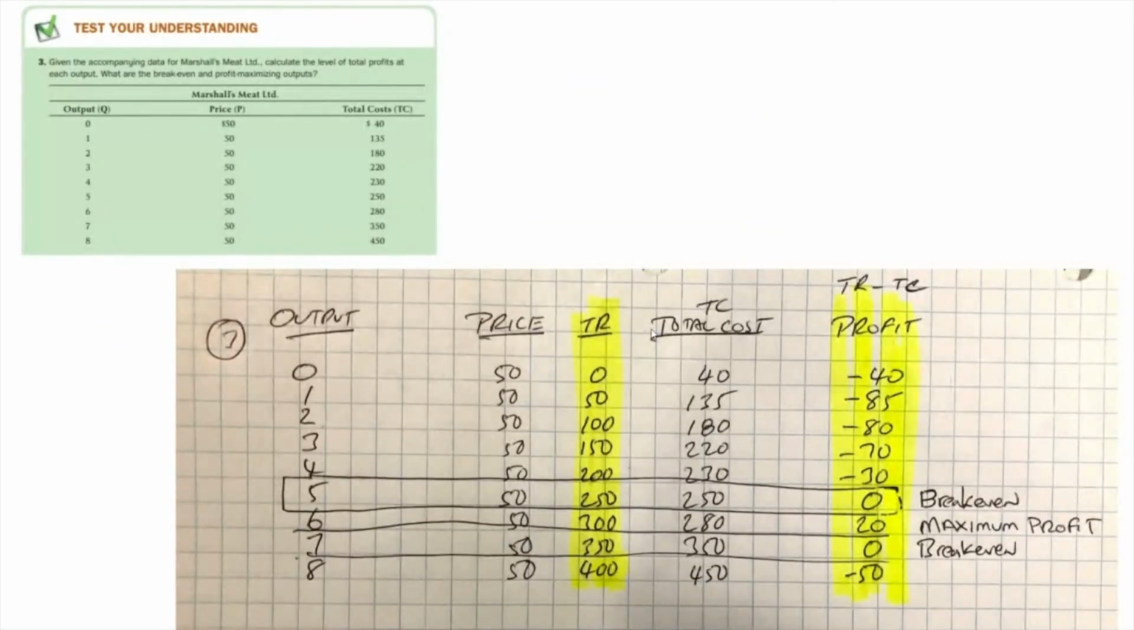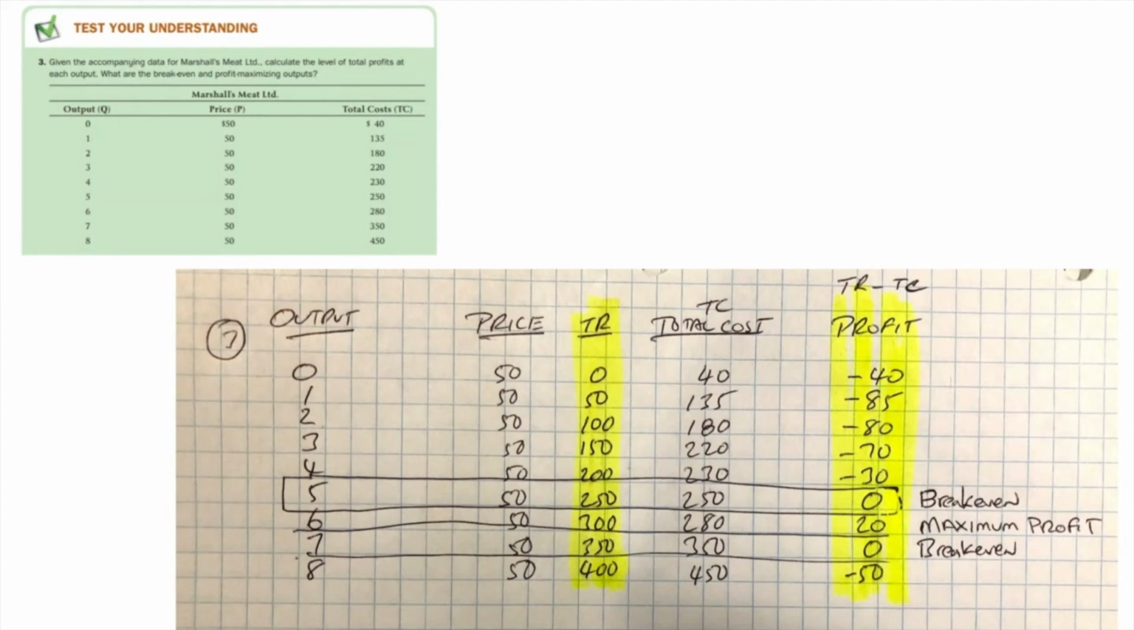Just one last thing this morning. I just wanted to look at this, test your understanding here. Given the accompanying data for Marshall's Meat Limited, calculate the level of total profits at each output and what's the break even and profit maximizing output. So all we have there is outputs from 0 to 8. We have a price, and the price is standard throughout. One of the key attributes of a perfectly competitive market, right? Doesn't matter what level of production we produce, it's $50 because that's what the market says.